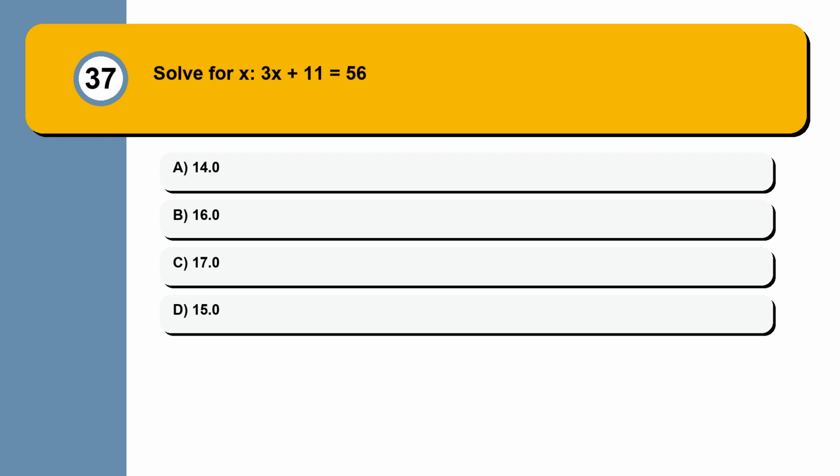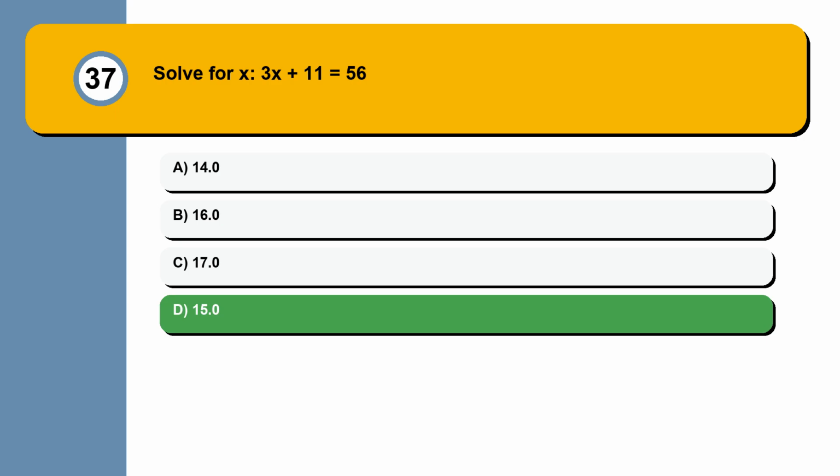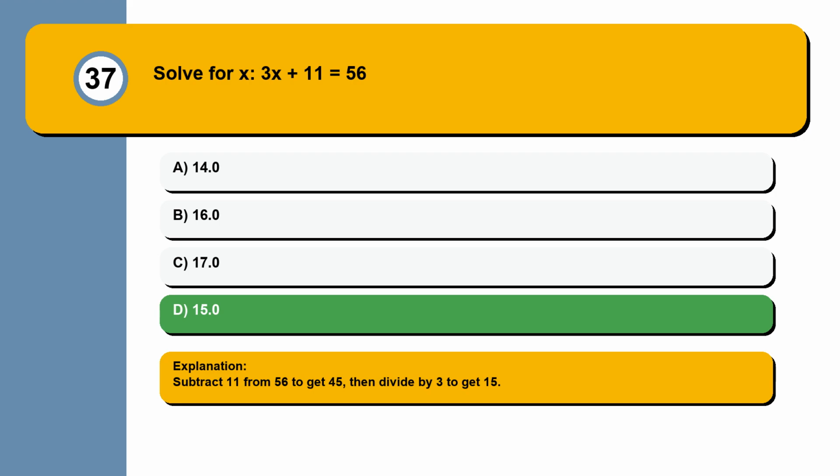Question 37. Solve for x, 3x + 11 = 56. 14.0, 16.0, 17.0, 15.0. Subtract 11 from 56 to get 45, then divide by 3 to get 15.